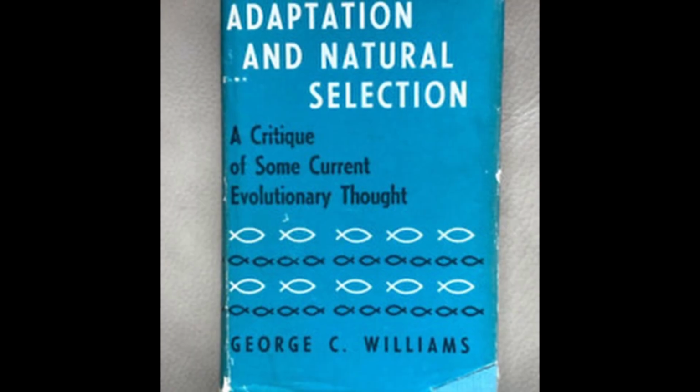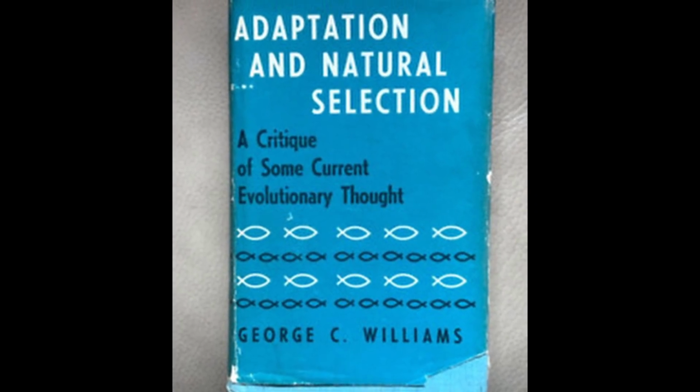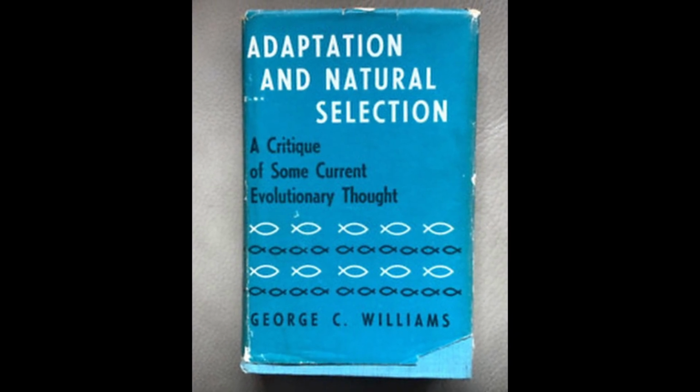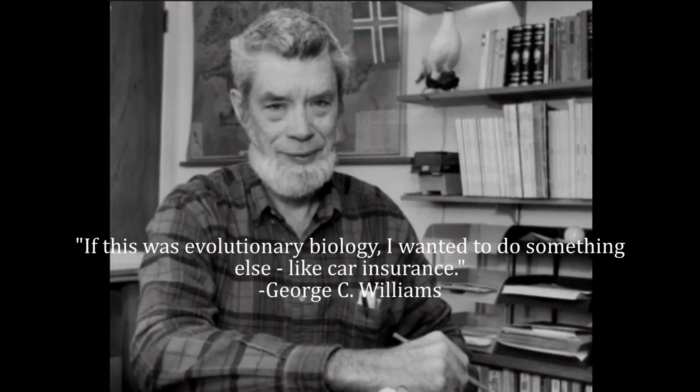In 1966, the great American biologist George C. Williams published Adaptation and Natural Selection, which served as a proverbial nail in the coffin for the traditional concept of group selection. Williams was a fervent critic of group selection, once saying to himself, quote, "If this was evolutionary biology, I wanted to do something else, like car insurance." In his 1966 book, he argued forcefully that selection acts on individuals or genes, not on groups or species.